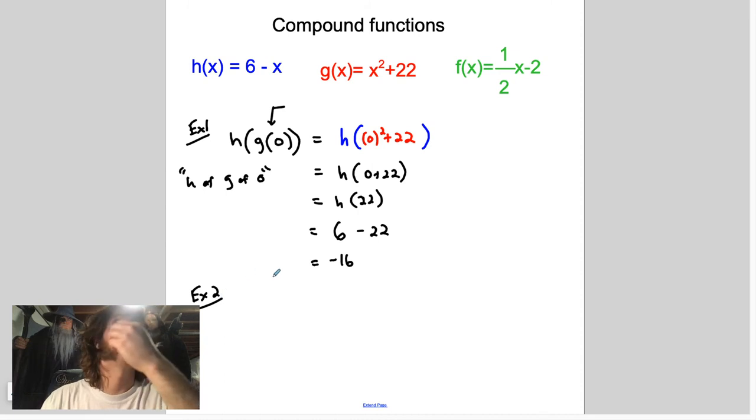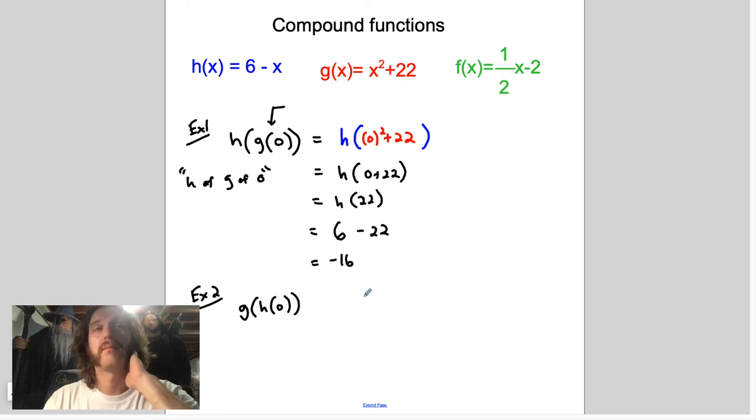Example 2. Let's see. Well, is that going to be the same? Take a minute and think. As g of h of 0. Will this be the same? Again, we're starting at that innermost section. Okay, let's do this. And then I'm going to make sure the last one's extra tough for us. Okay, g of h of 0.